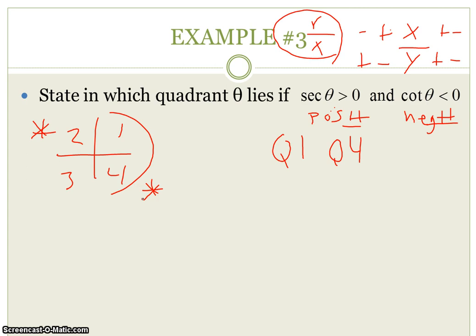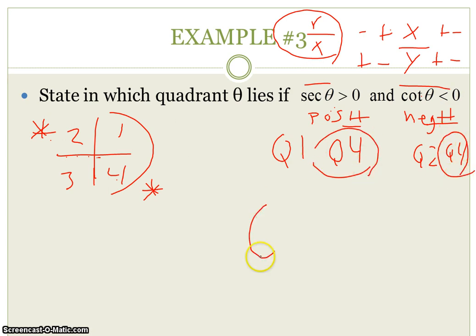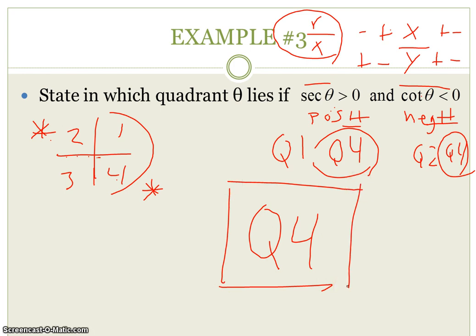Remember, in quadrant 1, X goes in the positive direction and Y is in the positive direction, and in quadrant 3, your X goes in the negative and your Y goes in the negative, so the signs are the same there. So for cotangent to be negative, I know I'm either in quadrant 2 or quadrant 4. Since I need both of these things to be true, I know that the overlap is in quadrant 4. So my answer is quadrant 4, where both of those make theta true. Okay, let's go on to example 4.